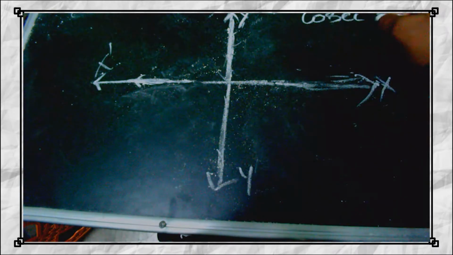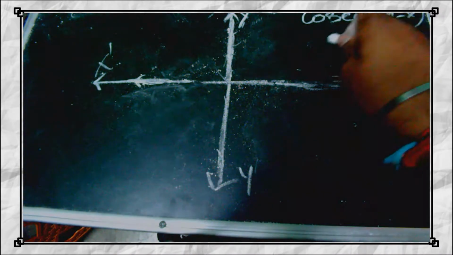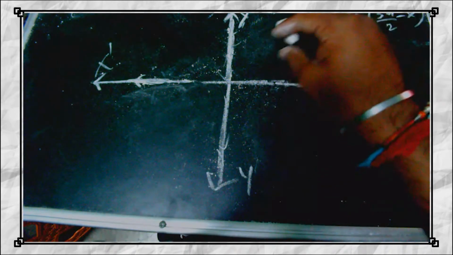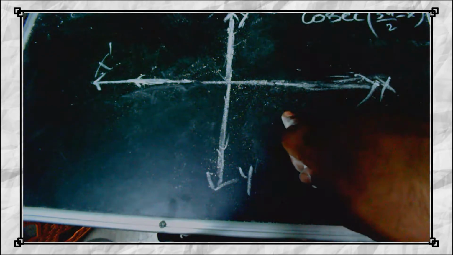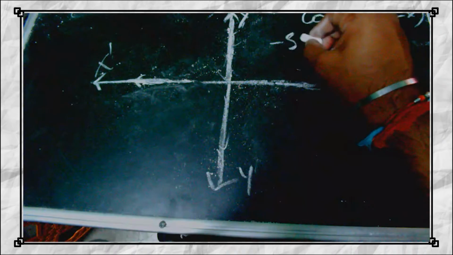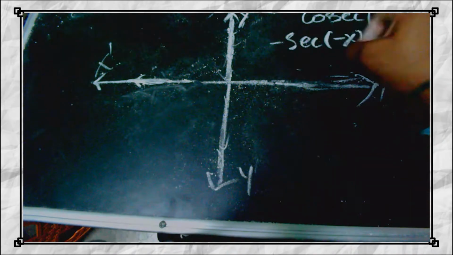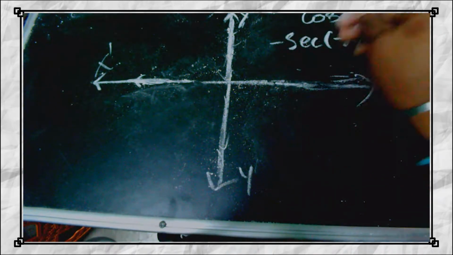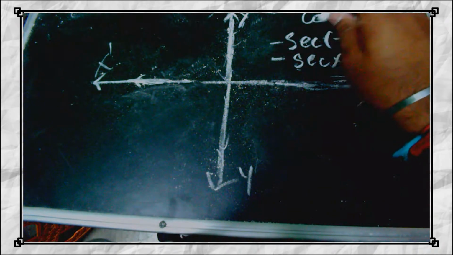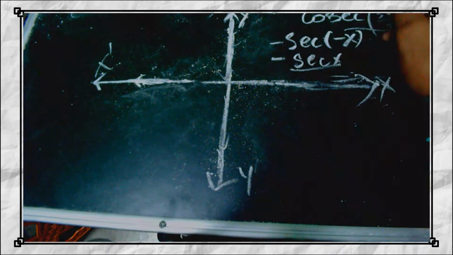Next we will calculate the value of cosec of 3 pi by 2 minus x. 3 pi by 2 is somewhere here and minus x will be in the fourth quadrant, so cosec is negative in the fourth quadrant, so the sign will be minus and cosec will be changed to sec and the value of the angle will be minus x. Sec of minus x is sec x, so minus sec x. So the value of cosec of 3 pi by 2 minus x will be minus sec x.